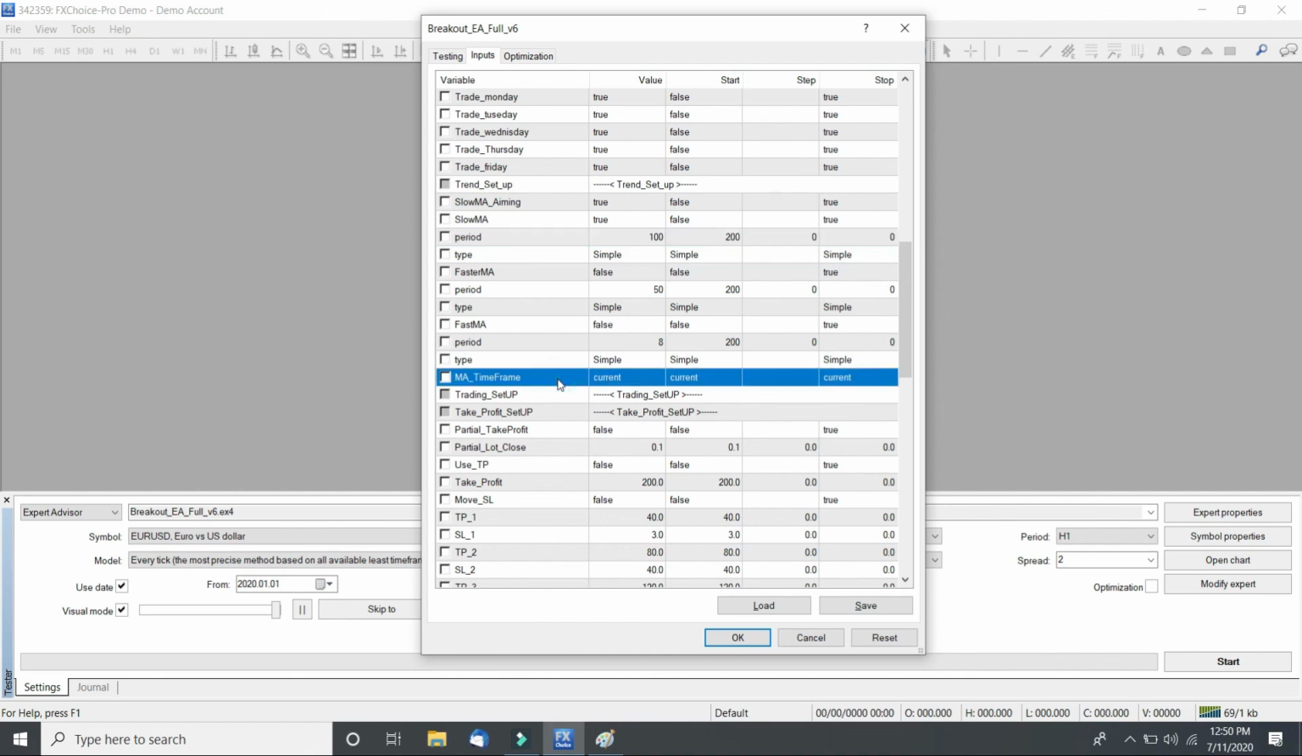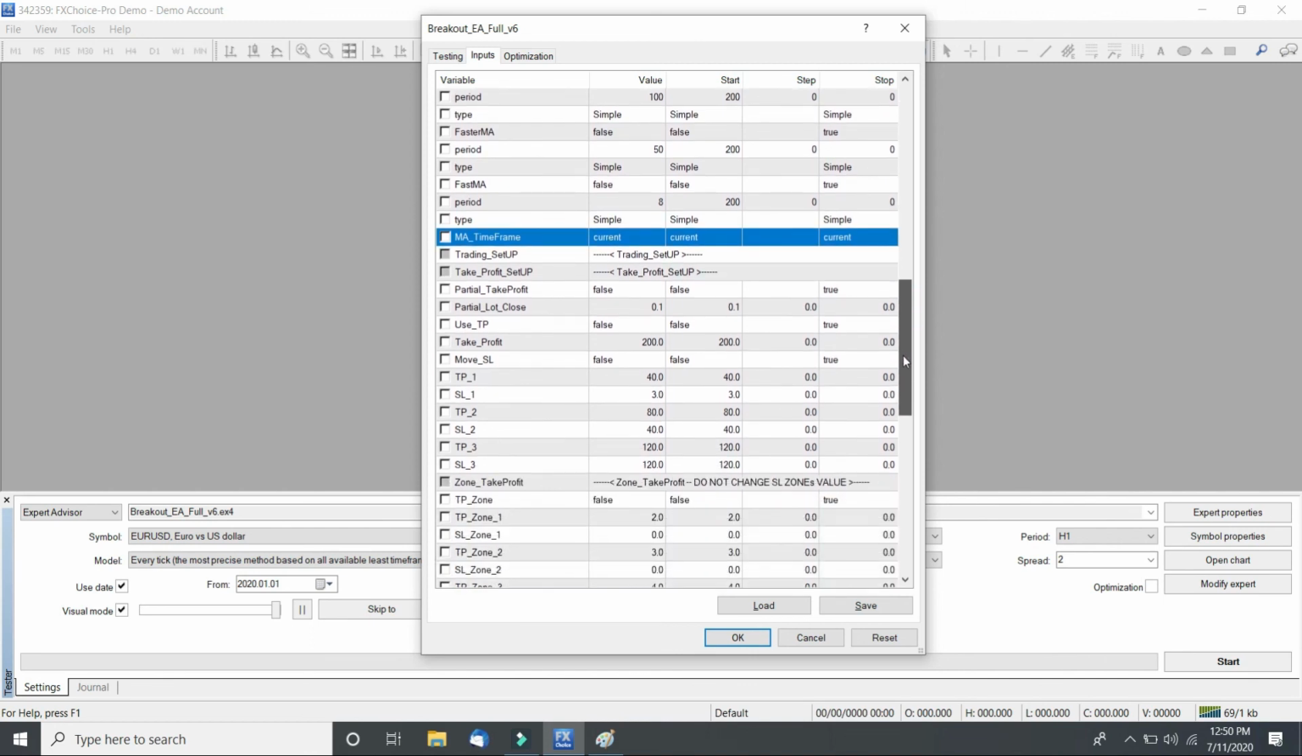Now this one right here says MA time frame, which means what time frame you want the EA to look at for the location of the MA to apply to your condition. It would be the current, which is whatever time frame we are on, and in this particular example is hourly.